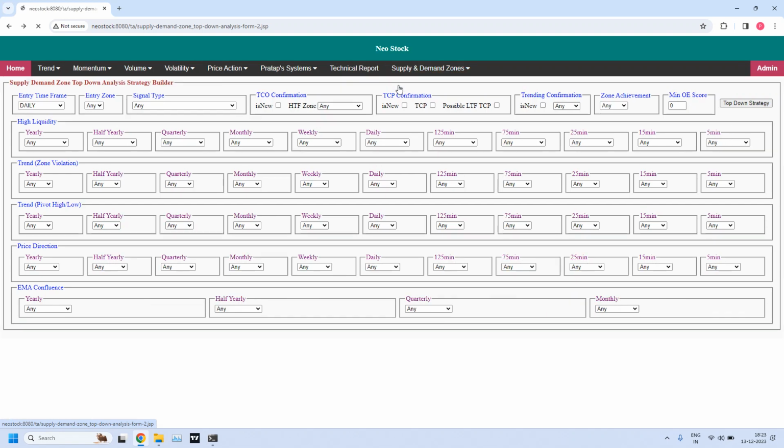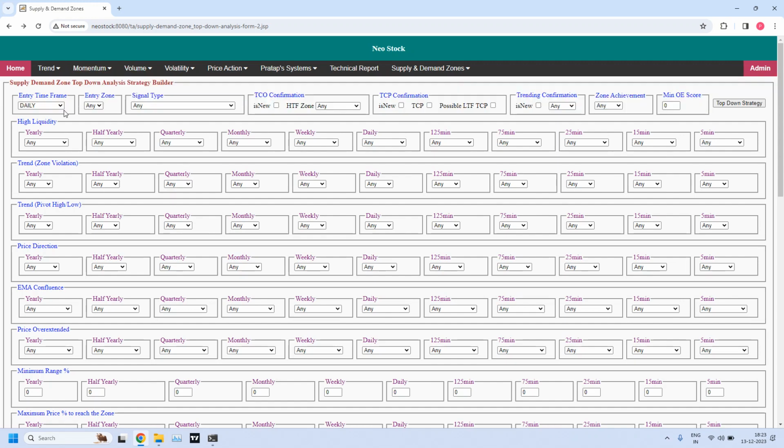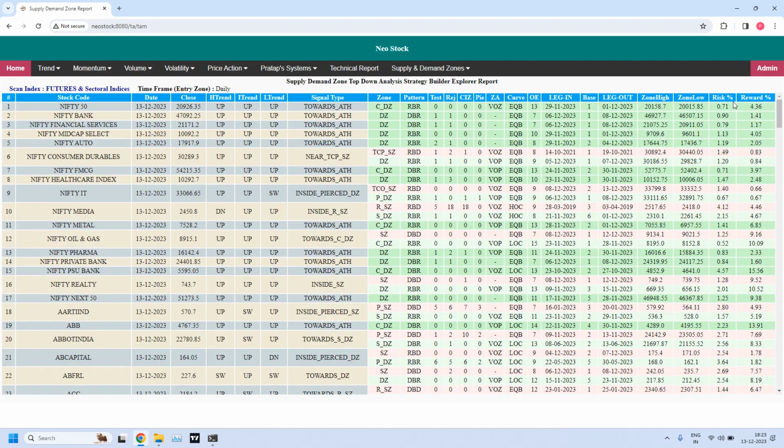Now let us generate demand and supply zones for all the stocks for reference purposes. Entry time frame is daily. I have generated the complete list. The first 17 in this list are indices and the remaining are all equity stocks listed in the F&O segment. I will keep scrolling this list down. Whichever stock you want to refer to, please pause the video and then you can study the stocks.